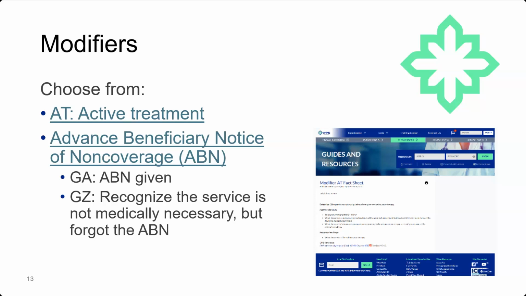I was asked a question about modifier GZ, and basically you're saying, hey, we recognize that this is not active treatment for whatever reason, but we also didn't give an ABN. So GZ is submitted. GZ, for the most part, will come back as a provider liability because you should have told the patient, you should have given them an ABN. Therefore, it's going to come back as a provider liability.